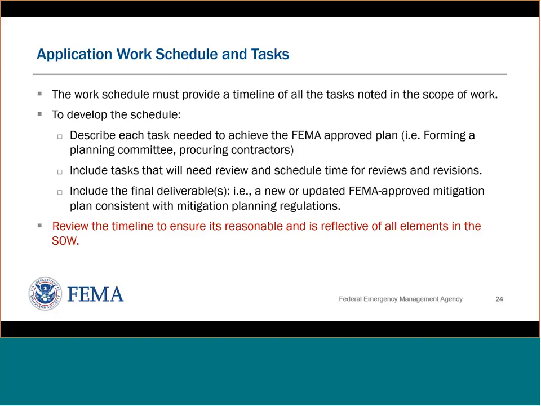And then the last little note there, we want to make sure that timeline is reasonable and reflective of that scope of work. So if you have a really robust scope of work with a lot of details, and then your timeline is maybe 1 or 2 items, it doesn't look reasonable because you haven't shown us how you're going to accomplish all of the scope of work by giving a limited schedule and timeline. So you want to make sure that they're both reflective of each other.